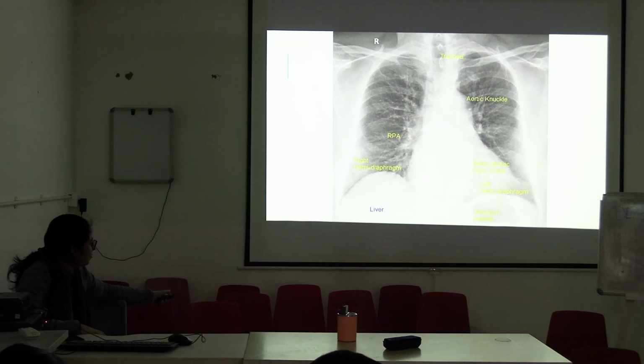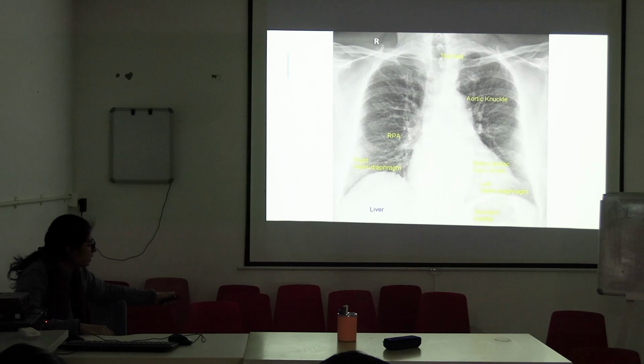Again, look at the diaphragm, the right dome of the diaphragm. Look at the diaphragm, left dome of the diaphragm. Right dome is higher. Okay. Again, is there any deformity? There is no defect, no herniation, no tethered, no eventration.